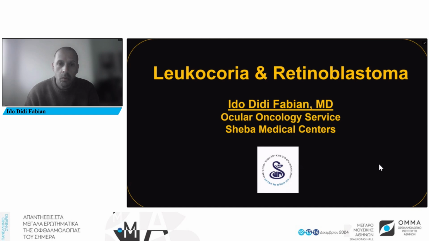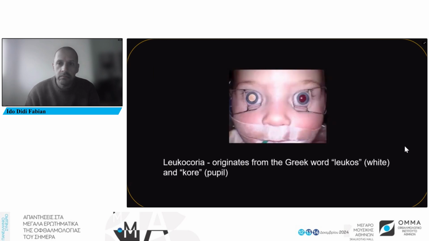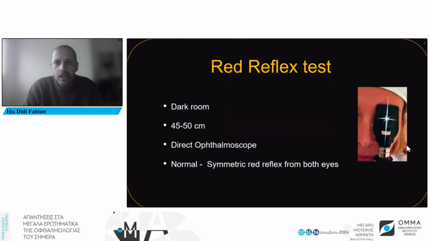So we'll start. I don't need to tell you that leukocoria comes from Greek, meaning white pupil. It's a complaint that is made by parents or caregivers, or the neighbor for that matter. It can be described in different ways: opaque media, a white reflex, something weird in the eye, etc.